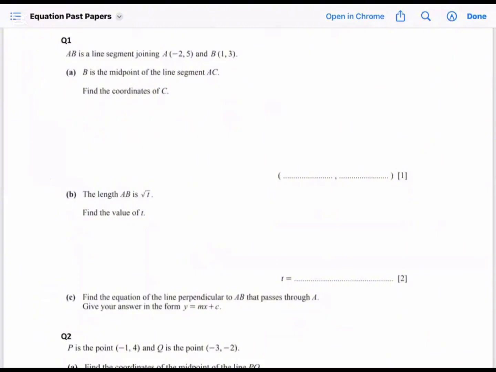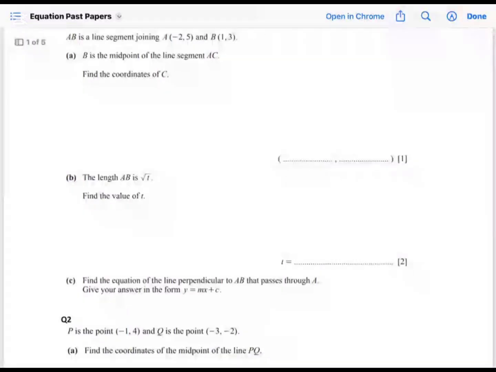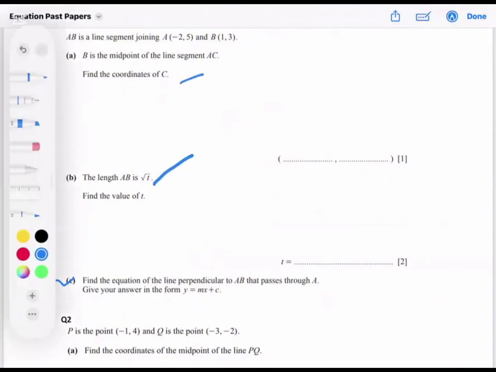Question number 1. AB is a line segment joining A minus 2, 5, B 1, 3. B is basically the midpoint of AC. Find the coordinates of C. And the second part is the length AB is root t. Find the value of t. And the third part is important because we have done these two parts and we have to solve this. Find the equation of the line perpendicular to AB passing through A. Given that, we have to find the equation of a perpendicular line.